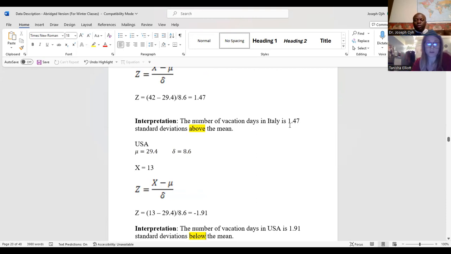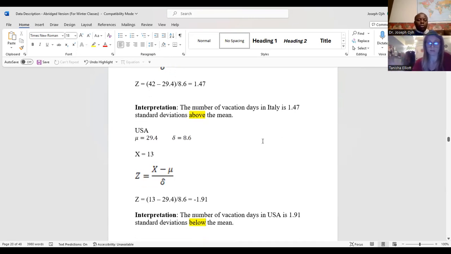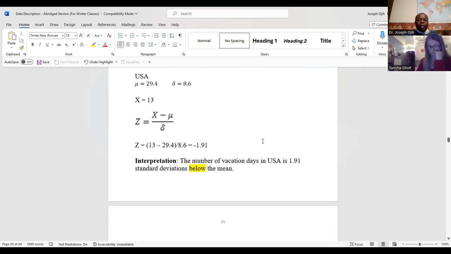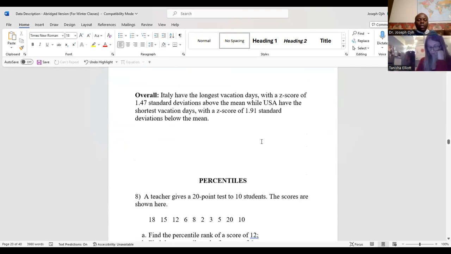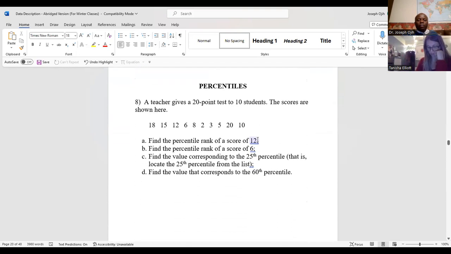So the z-score tells us how many standard deviations outside the mean something is, whether it's above average or below average. That is the z-score for you. Let's look at the next one, which is percentile.